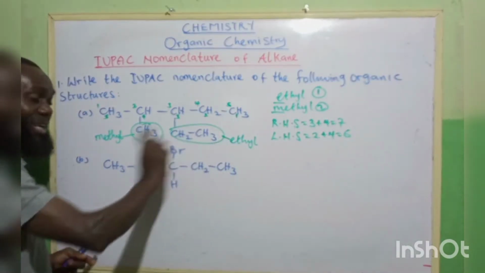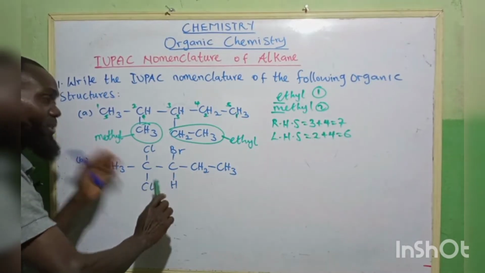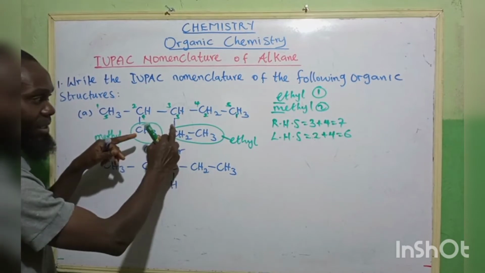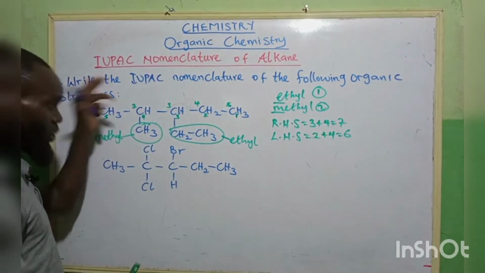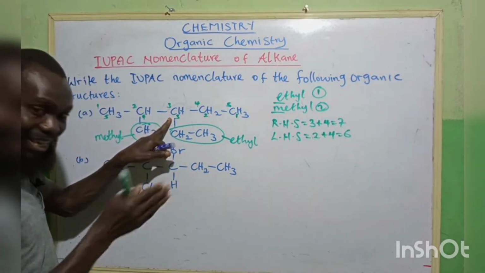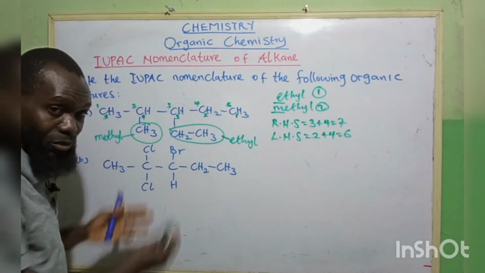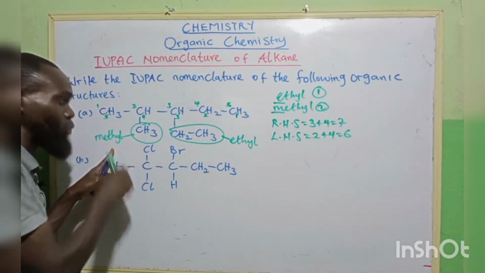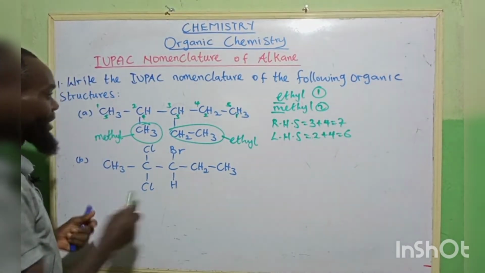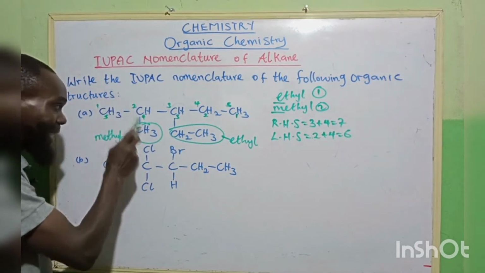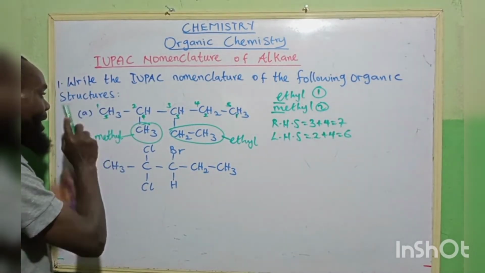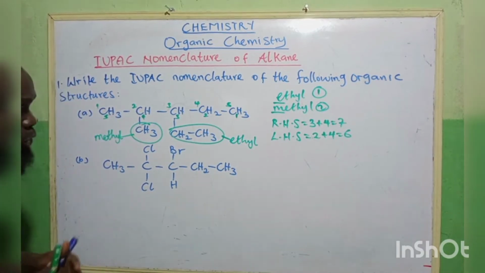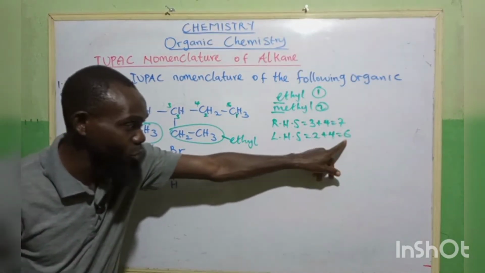Let me try to explain this. If you start from the right hand side or left hand side, your ethyl is on the third carbon either way, meaning you can start counting from either end. But we still have another attached group, which is methyl. So let's consider this methyl also, maybe it's going to have the lowest number. If you start from here, 1, 2, 3, 4, methyl is on the fourth carbon, while my ethyl is on the second carbon. So I'm going to start from my left hand side to take this 6.